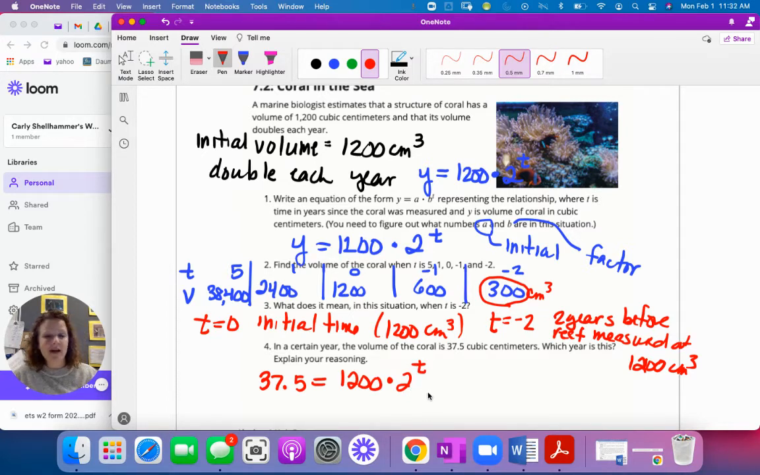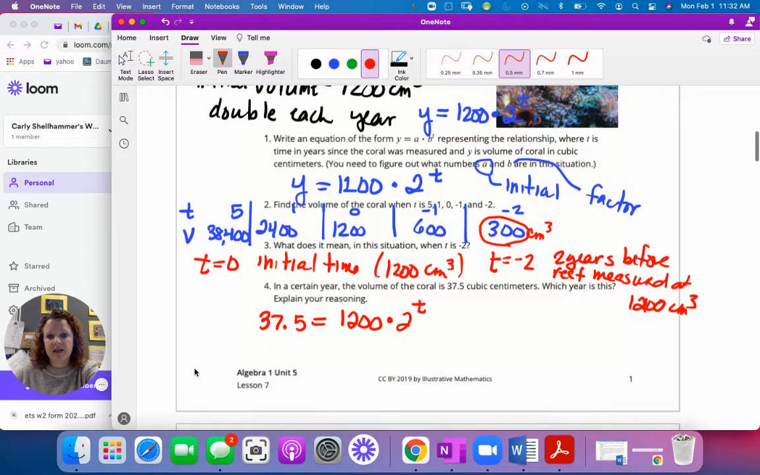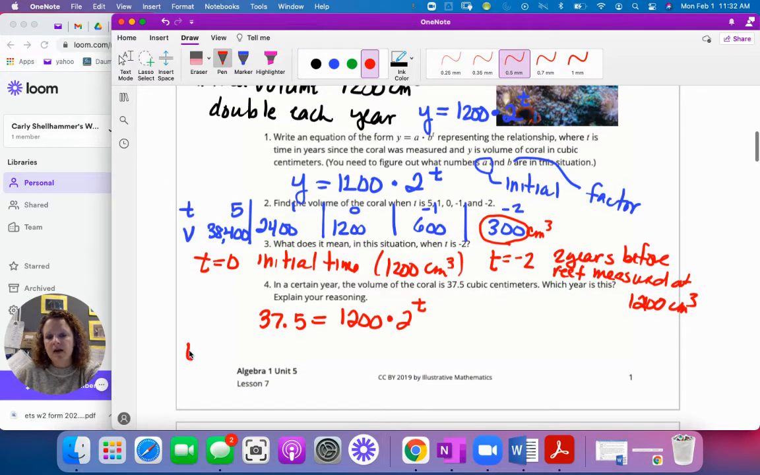Okay, well, when you get to Algebra 2, we will teach you how to solve this algebraically. But right now, you don't know how, all right? So we're just going to figure it out. We already tried t equals -2, so let's try t equals -3. That's going to be a volume of 150 because it's half of this.